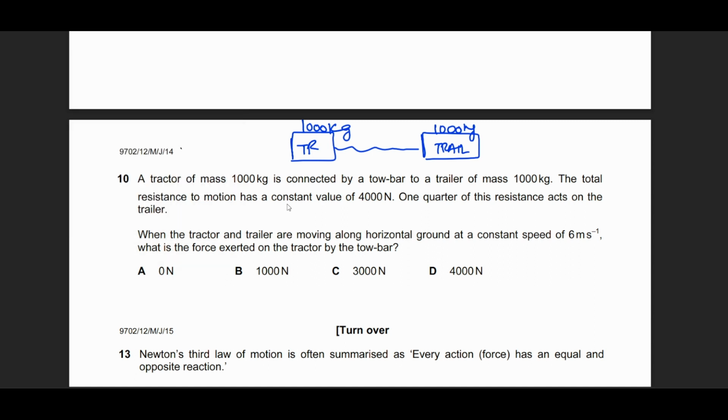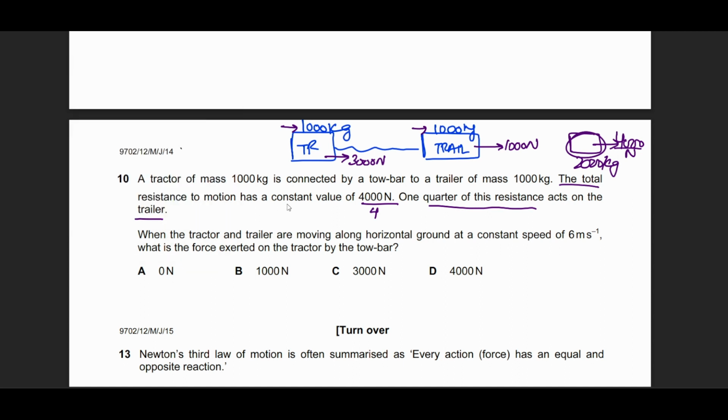Now let's see. The total resistance of the motion of the vehicle is 4000 N. When he says this, it means that if you lump them together as a single object, then they are experiencing 4000 newtons of backward resistance force, right? Then he tells us that a quarter of this resistance is acting on the trailer. If this is 4,000, a quarter of that would be divided by 4, which gives us 1,000. So the trailer is experiencing 1,000 newtons of drag, and the tractor is experiencing 3,000 newtons of drag. But if you lump them together as a single object of 2,000 kg by adding these two masses together, then that will become 4,000 on average on the whole object.